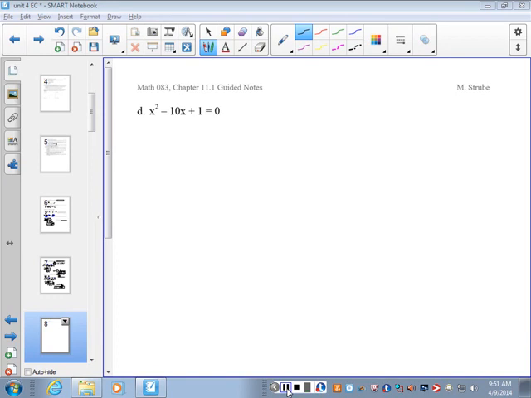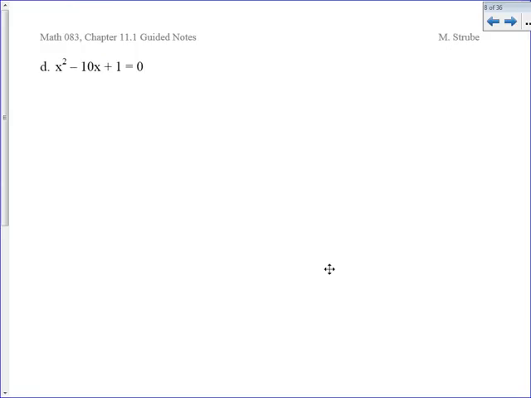First question, do I have my setup all taken care of? Is this set up to complete the square? No. What do I have to fix?